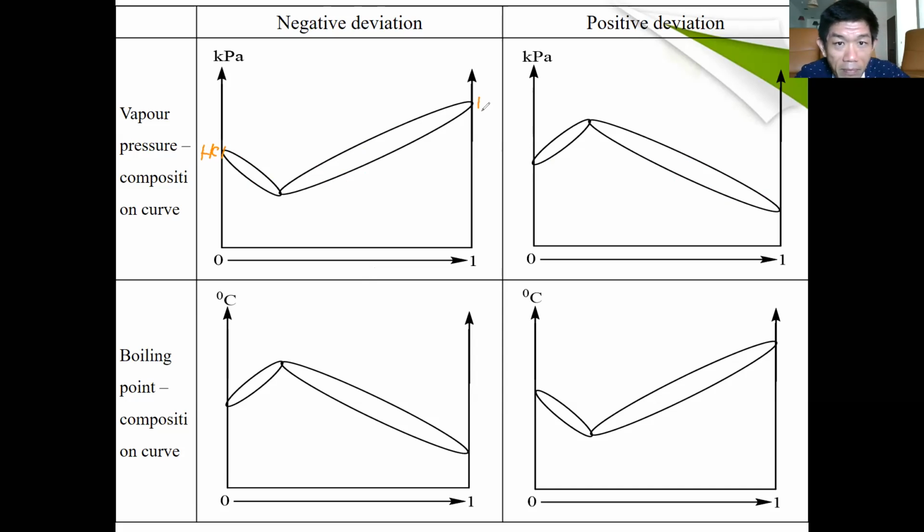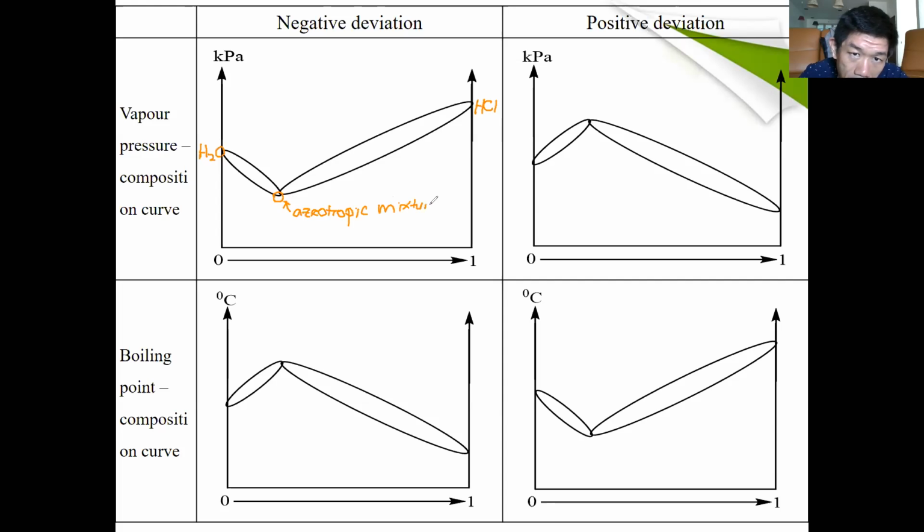Sorry, I think I mixed it up there. The vapor pressure of the water is supposed to be lower. So this is the vapor pressure for the water, and this is the vapor pressure for the HCl. HCl has a higher vapor pressure because it vaporizes easily. So this is a mixture in between them. This type of mixture, we call an azeotropic mixture.